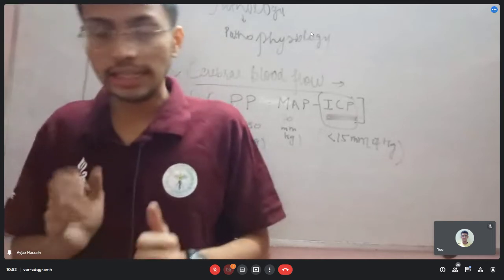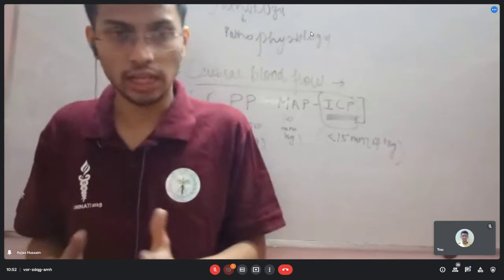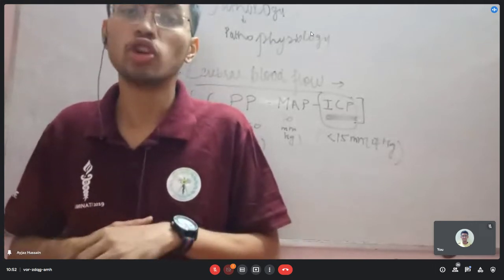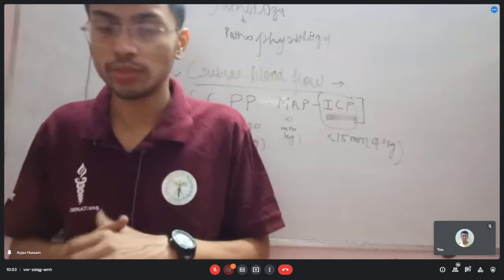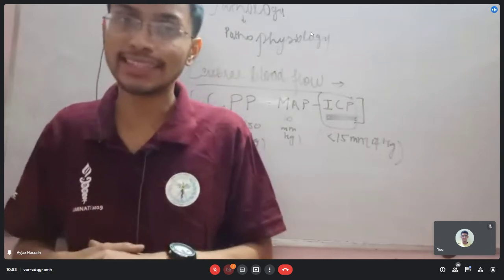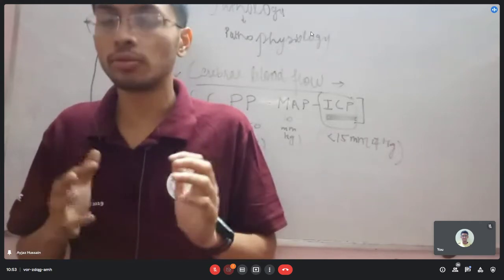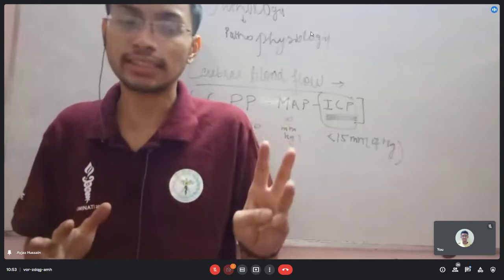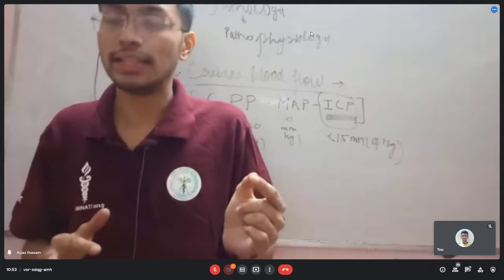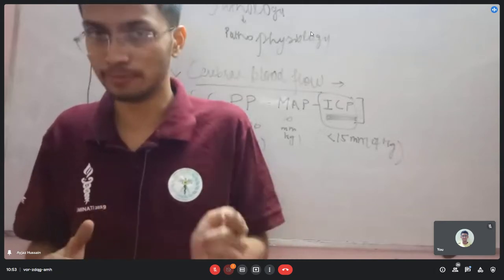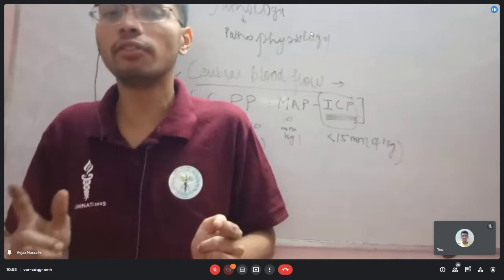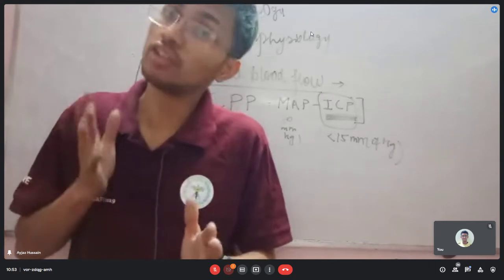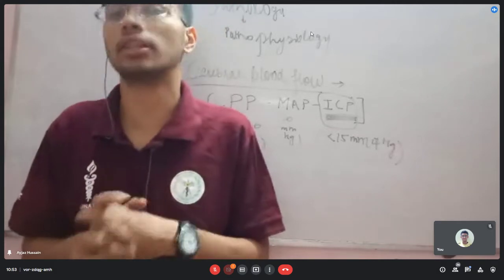Now, what happens if any of these increases? The other two have to reduce क्योंकि वो fixed space है. This is called the Monro-Kellie doctrine. The Monro-Kellie doctrine says that the cranial vault exists as a fixed space. It consists of three things: the brain parenchyma, the cerebrospinal fluid volume, and the blood volume. So an increase in any one will cause compression of the others. And if there is compression of the others, there will be signs and symptoms of that compression.